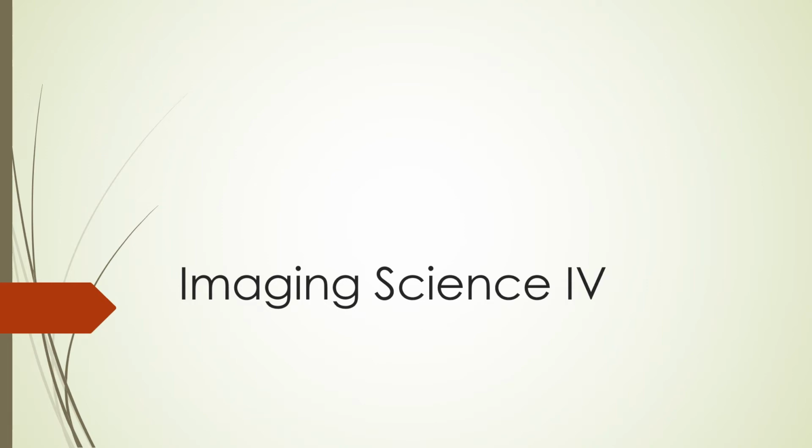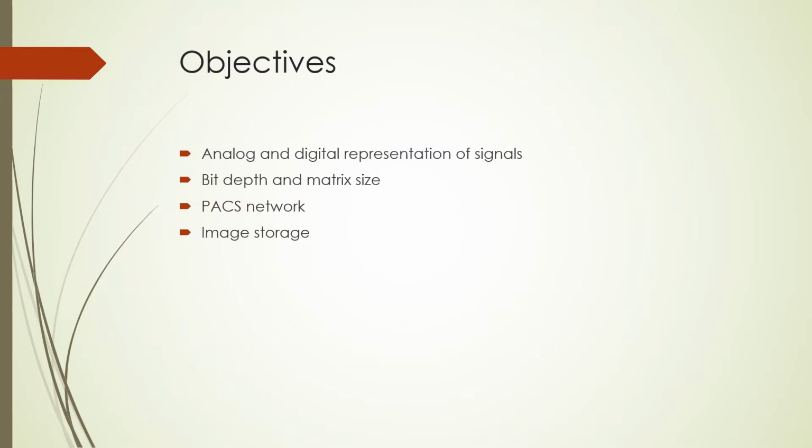Today's lecture is our fourth on imaging science. Let's look at the objectives for today. After today's lecture, students will be able to describe analog and digital representations of signals. Students will understand bit depth as it relates to contrast display and matrix size as it relates to spatial resolution. Students will know about picture archiving and communication systems networks and how images are stored and transferred.